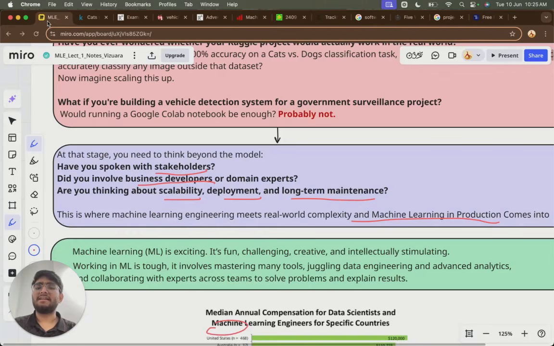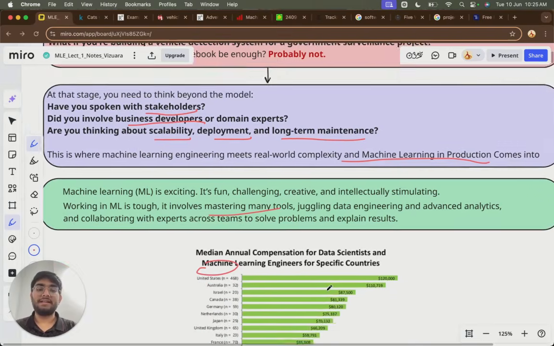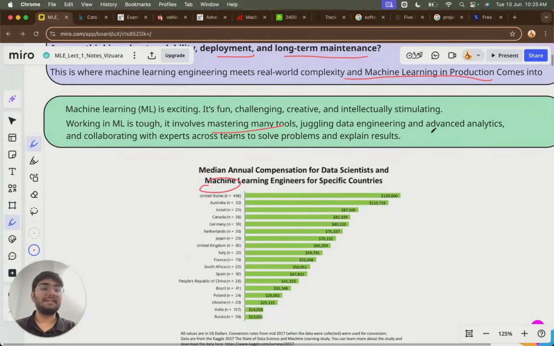Now let's read more about this. Working in ML is tough. It involves mastering many tools, juggling data engineering and advanced analytics, and collaborating with experts across teams to solve problems and explain the results. It's tough, it's fun, and it's challenging.